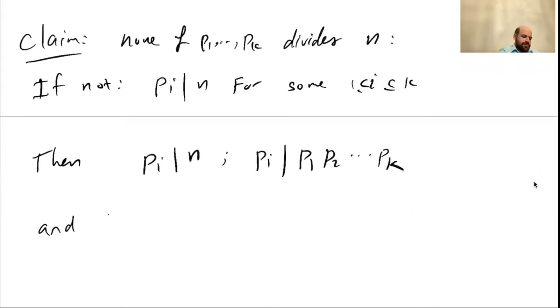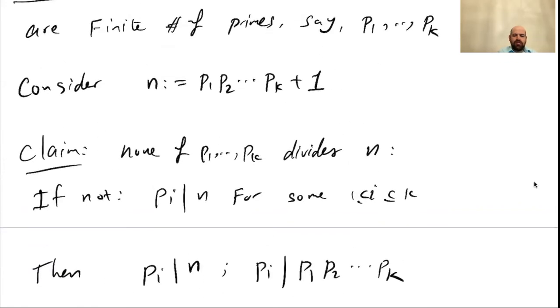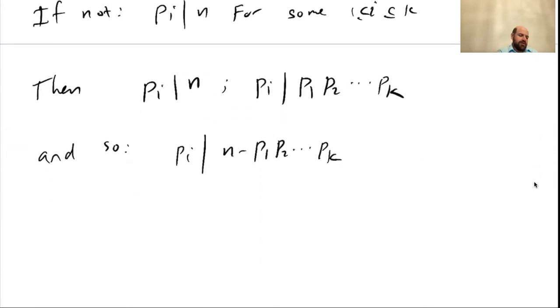And so pi will divide n minus p1, p2 to pk. But what is the value of n? Look at this, the first equation I wrote. n minus p1, p2 to pk is simply 1, right? Because n is p1 times to pk plus 1. So that means pi divides 1, which is not possible.